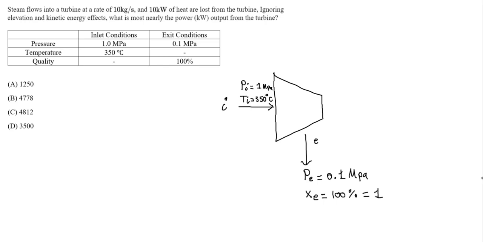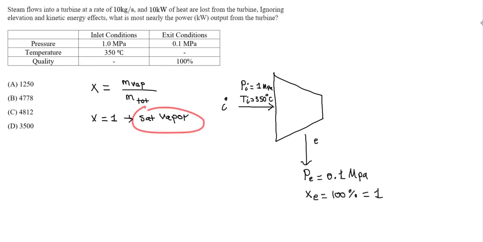So this is going to be important. Since the quality at the exit is 1, we know that quality X is defined as the mass of the vapor divided by the mass total. So if X equals 1, it makes sense that we have a completely saturated vapor. And as an extra note, if X is 0, it's a saturated liquid. And anything between, we have a mix, a vapor and a liquid.